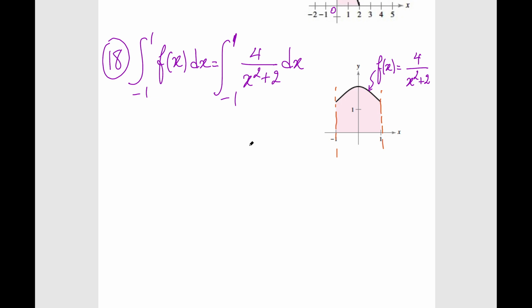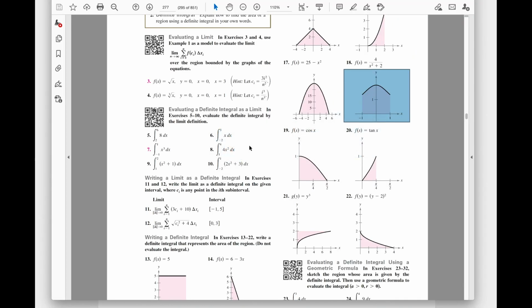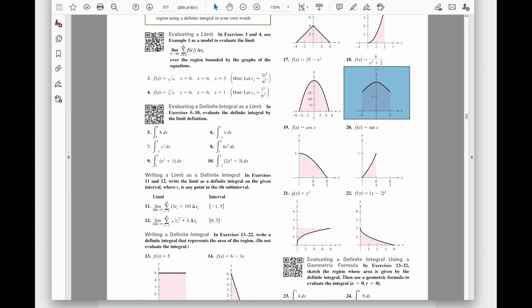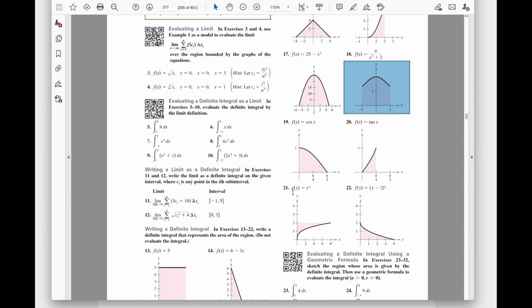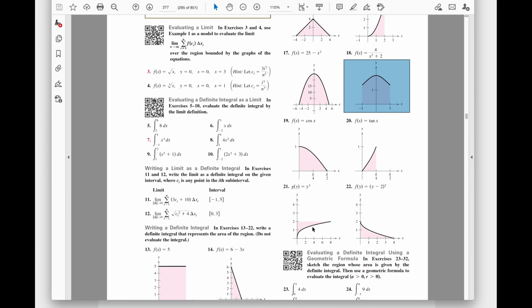All right. Another one. How about 21? Okay, here slightly different. Let's take the picture.